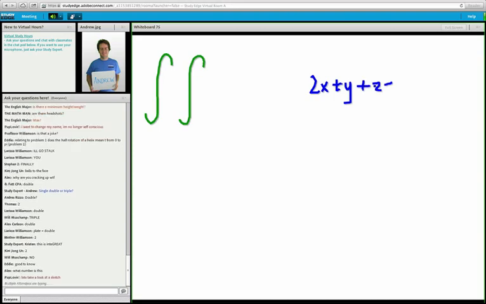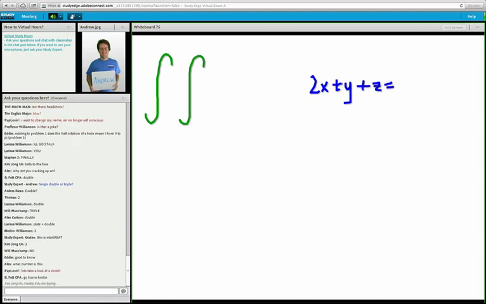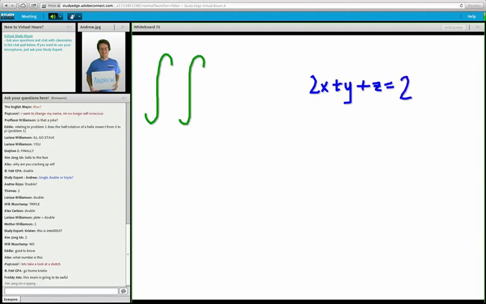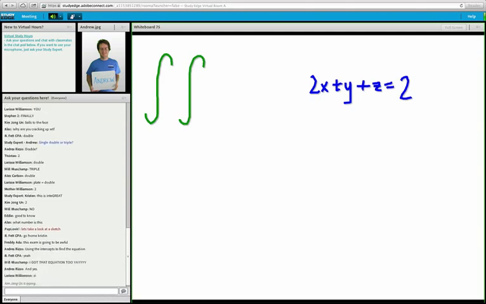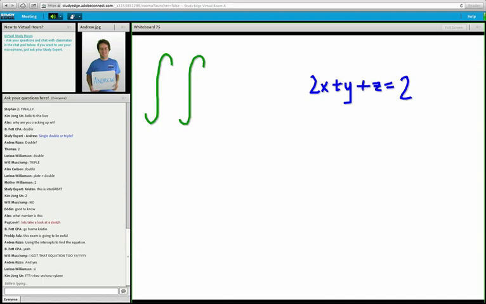Now this is where I'm already going to get a lot of questions. Andrew, how do you know the equation of the plane is 2x plus y plus z equals 2? I just know. I don't know what else to say. Yes, use the intercepts to find the equation. It's just a little bit of intuition. 2x plus y plus z equals 2.